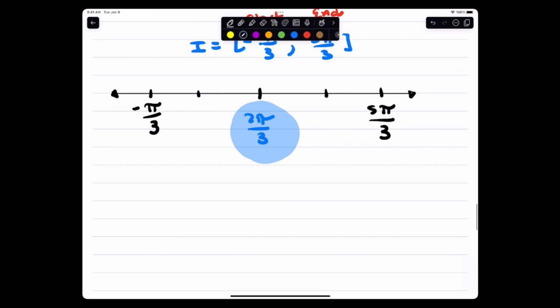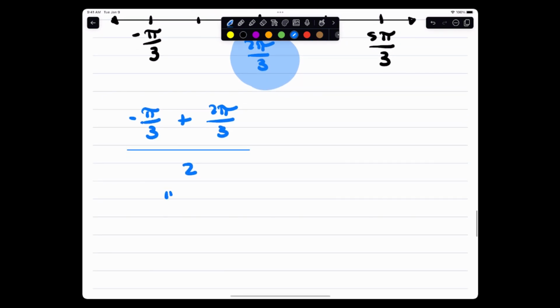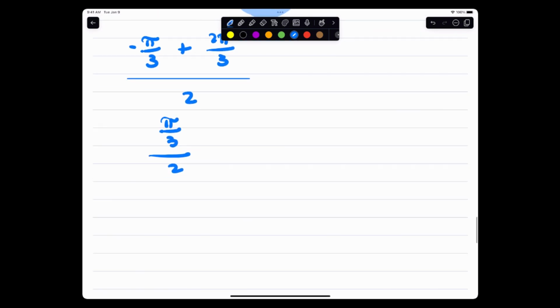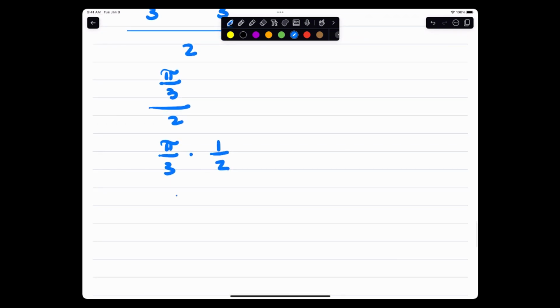So, okay. Midway between what? Negative pi over 3 plus what? 2 pi over 3 divided by 2. What's that going to give you? Pi over 3 divided by 2, which is pi over 3 times what? 1/2. What does that give you? Good, pi over 6.